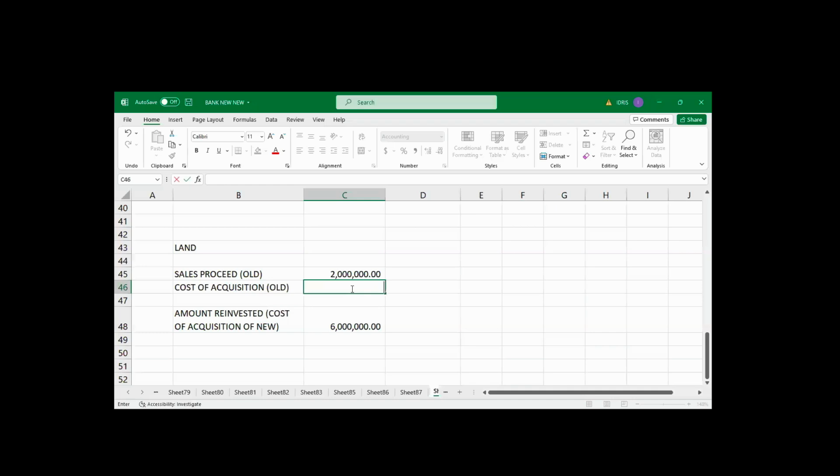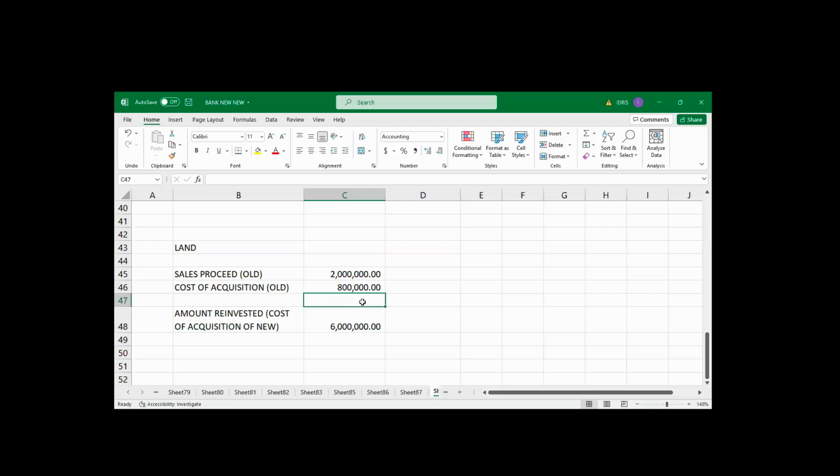Let me put this one: 800,000. What type of rollover is this? Please, another person should talk. This is full rollover, because the amount invested is greater than the sales proceeds of the old assets. It's also greater than the cost of acquisition of the old assets.